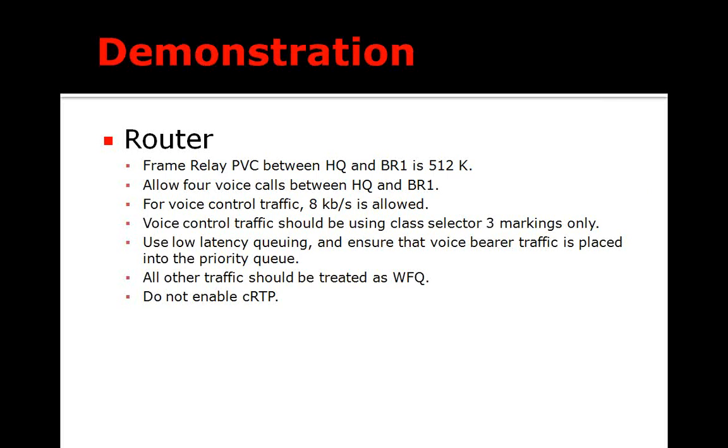You've got a frame relay PVC between HQ and BR1. It's 512K. We want to allow 4 voice calls between HQ and BR1. We want the voice control traffic to get up to 8 kilobits per second of bandwidth. Voice control traffic should use CS3 markings only, so class selector 3. You should use low latency queuing to ensure that voice bearer traffic is placed in the priority queue. All other traffic should be treated as weighted fair queue. And do not enable compressed RTP, so we don't want to do compressed RTP.